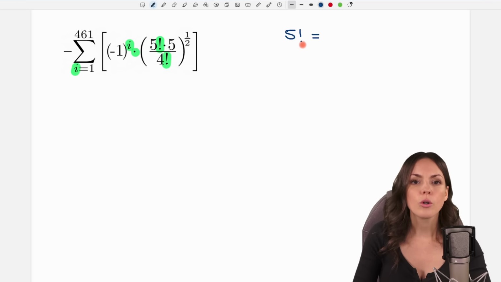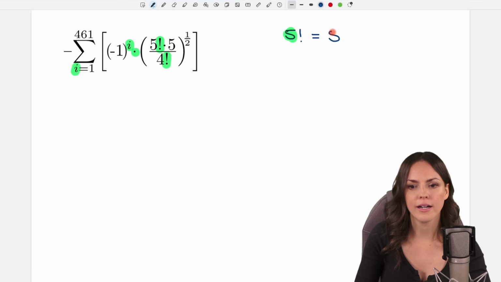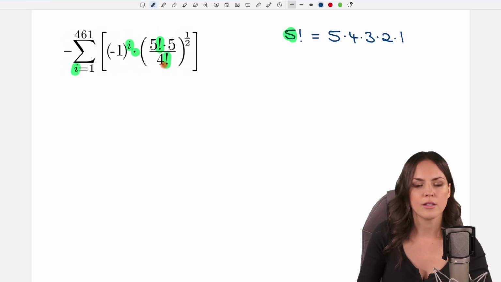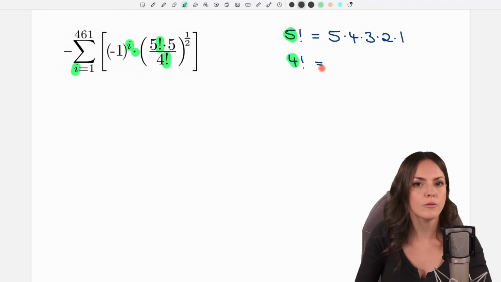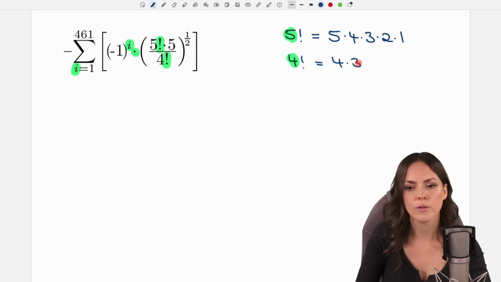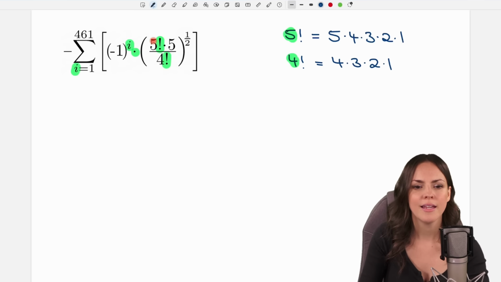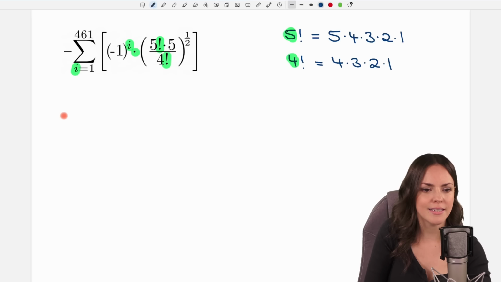Factorial is a short version for you start at this number, so you start at the 5 and then you multiply by the next smaller number, so by 4, by the next smaller number, and down to 1. This is 5 factorial. And the same with 4 factorial. If we write it down as well, this time you start at the 4. So we have 4 times 3 times 2 times 1. Let's start here then, and let's write everything else down as it is, so we don't change it for now.